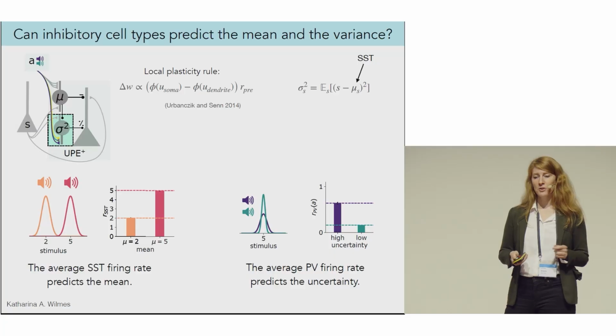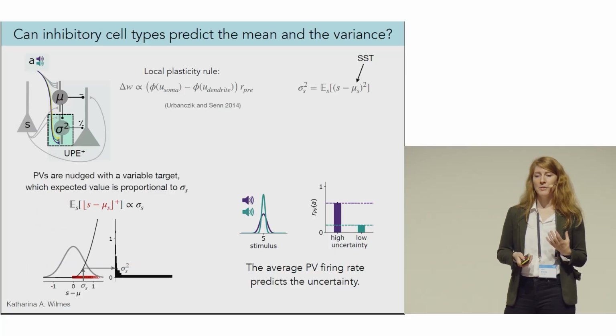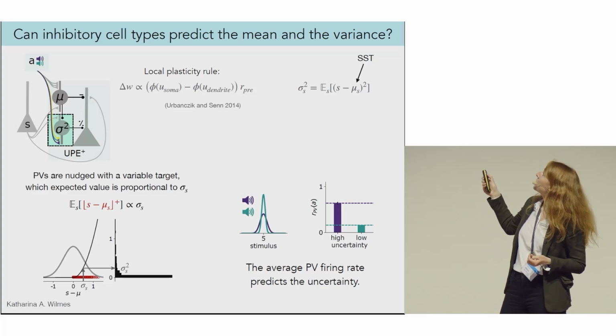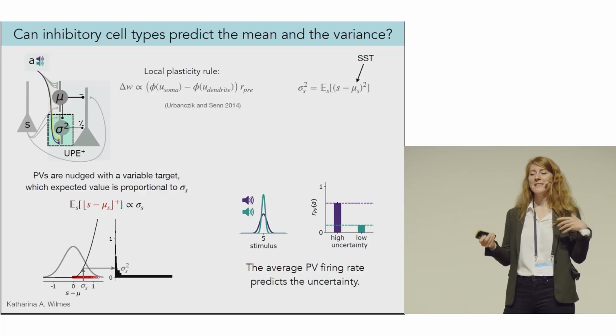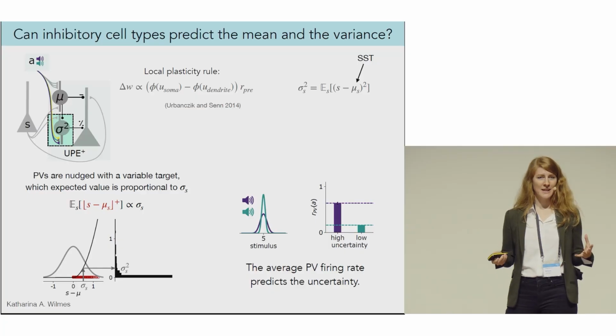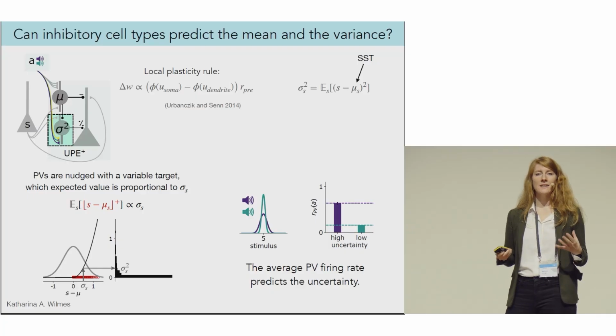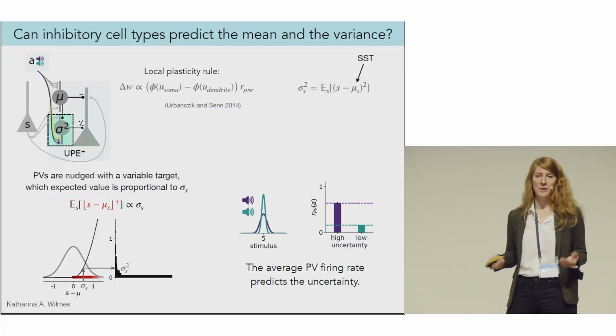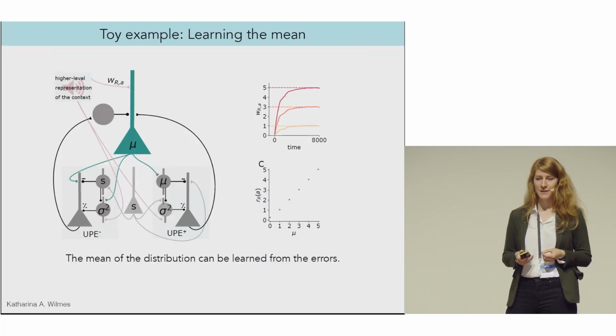And to give you an intuition why this works, essentially the PVs receive both the stimulus input and also the subtraction of the mean. So they receive the mean-subtracted stimulus, which is a variable target. And although it's an unsupervised rule, it is kind of a target for the learning, and the expected value of this target is proportional to sigma. Now, if we have a quadratic activation function in the PVs, we can see that the output firing rate on average becomes the variance, or proportional to the variance.